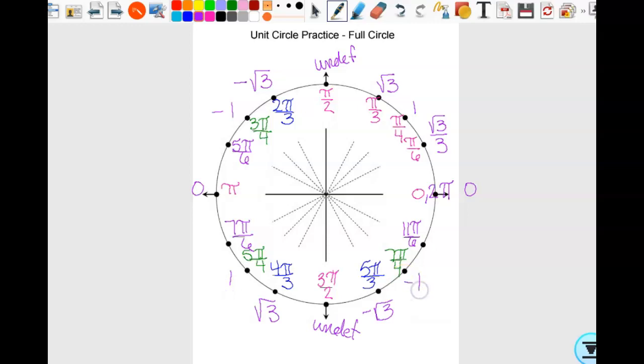This is negative 1. So this is why I've been saying, if you know the first quadrant, you know the rest. You just got to know if it's going to be positive or negative. So 5 pi 6 is going to be negative square root of 3 over 3. And then square root of 3 over 3. And then negative square root of 3 over 3. And these are our tangent values, you might want to write tangent data. Okay? We good on that?